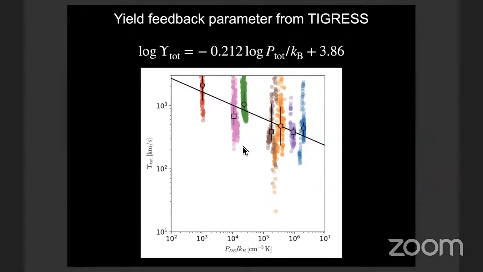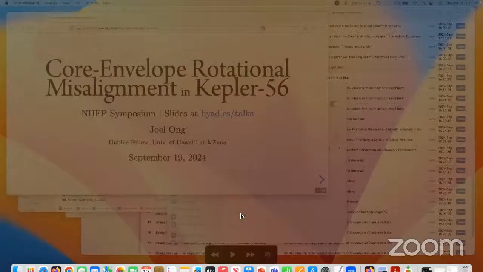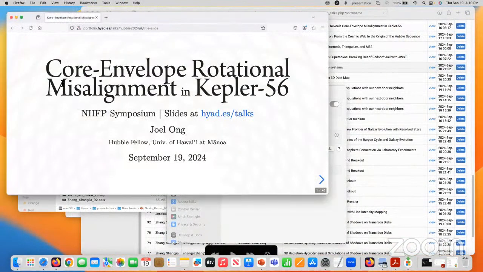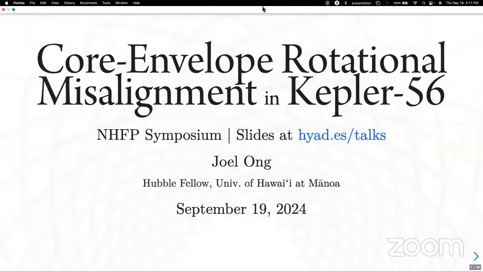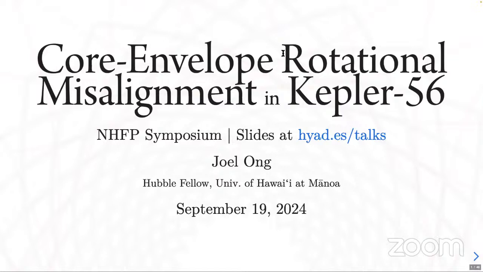Okay, thanks so much. I think we're going to move on. Let's thank Sultan again. Okay, so our next talk will be what I think is the only astroseismology talk of the conference. And Bill will tell us about core envelope rotational misalignment in Kepler 56.